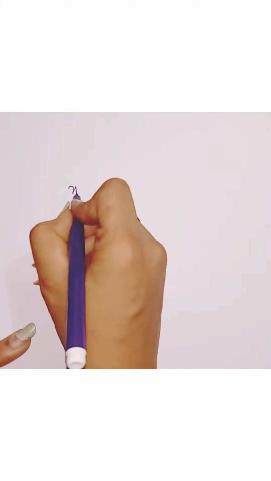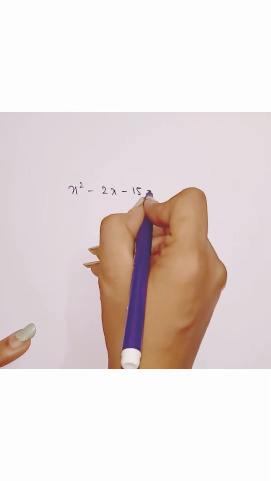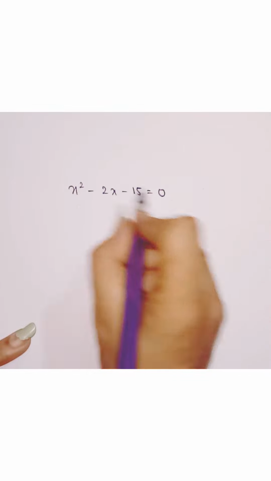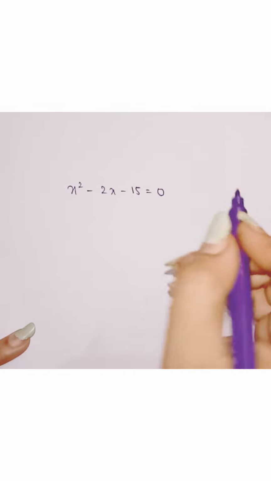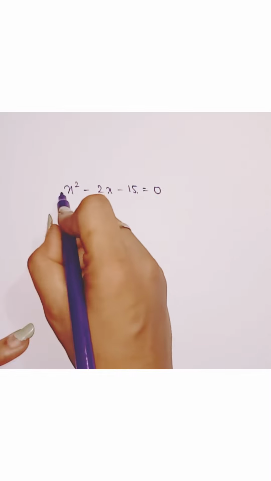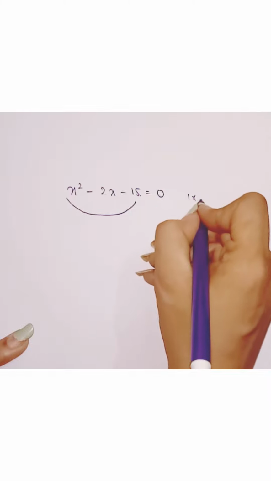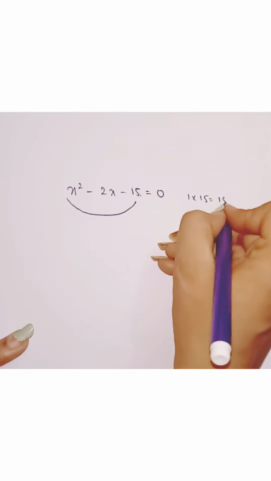Now let us take one more example. Okay, so the question says x square minus 2x minus 15 is equal to 0. We will do the same thing. We have to check what is the coefficient of x square. Here the coefficient is 1, right? Because nothing is given, that means 1. So 1 into the constant, which is 15, is 15.